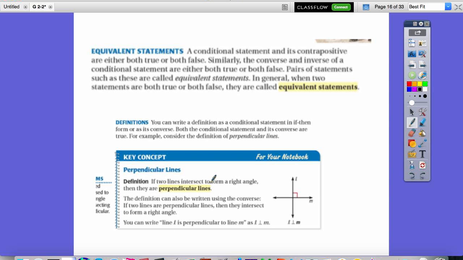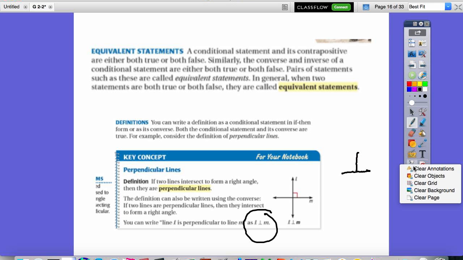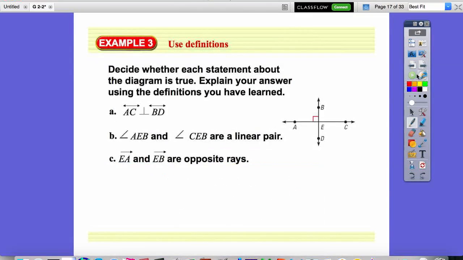So for perpendicular lines, we can say if two lines intersect to form a right angle, then they are perpendicular, or we can say if two lines are perpendicular, then they intersect to form a right angle. And for your notation, perpendicular to is this symbol here. Lines L and M are perpendicular. That also means that all four angles there are going to be right angles.